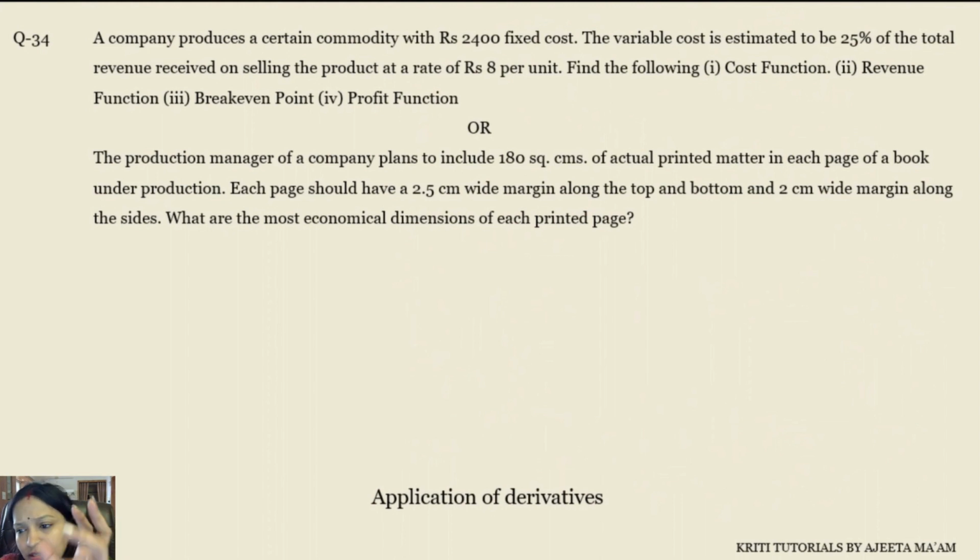4 पार्ट्स है हमारे पास. ठीक है, तो चलिए सॉल्व कर लेते हैं फटाफट. बहुत सिंपल सा क्वेश्चन, वेरी इजी क्वेश्चन. नाउ लेट्स डू द फर्स्ट पार्ट.